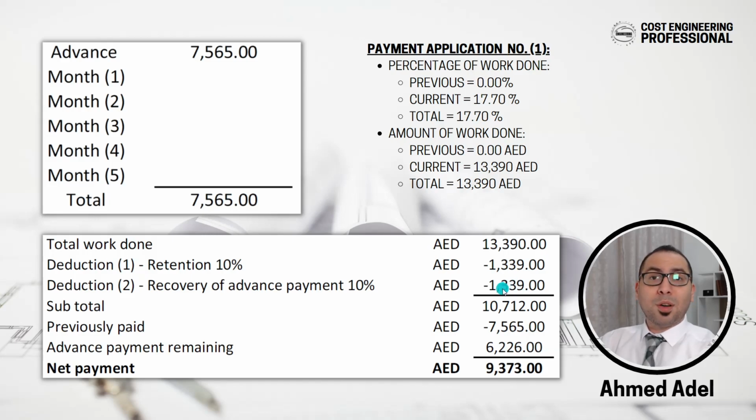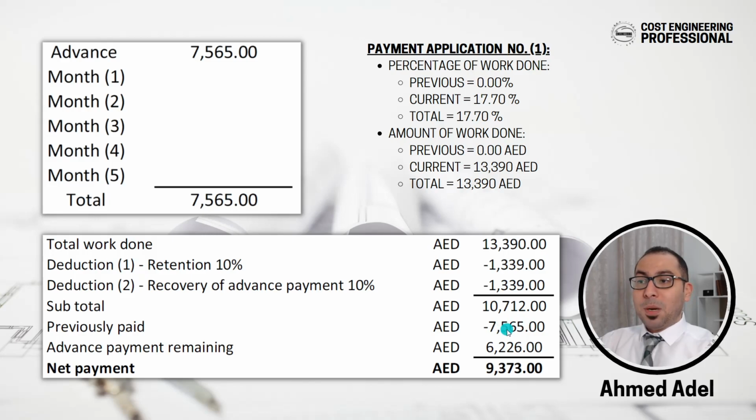Here I have already recovered 10% of the advance payment. So when I deduct the previously paid, I am deducting the full advance payment here, because the total paid previously is the advance payment only. And because of that, we have to add the remaining portion of the advance payment, which is the 7,500 minus this 1,300. So that is 6,226.